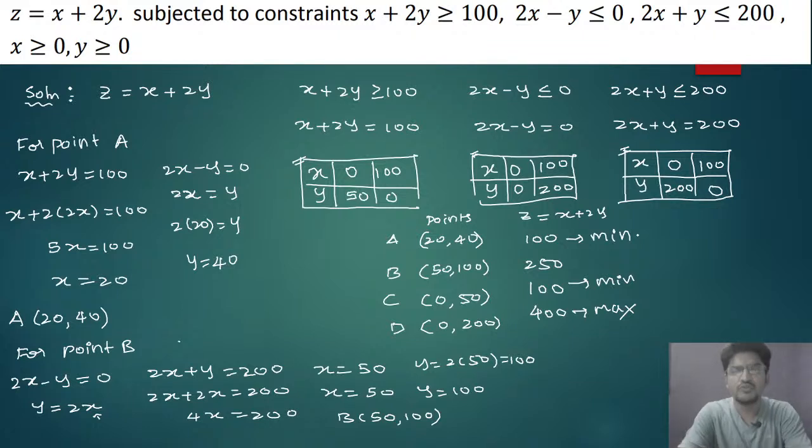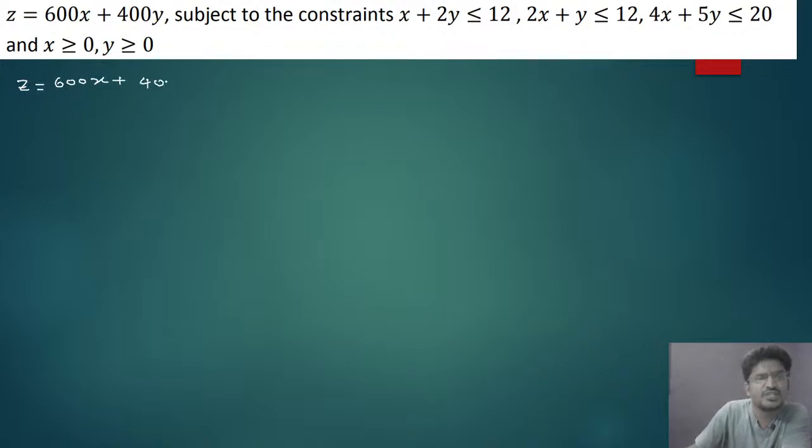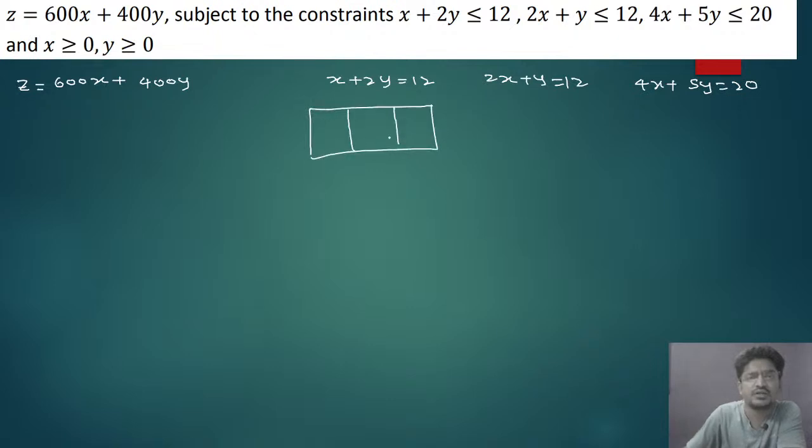Okay, so let us go for the next one. See the next one, that is z equal to 600x plus 400y. Has anyone solved it? If you solved, give me the answer. The constraints are x plus 2y equal to 12, 2x plus y equal to 12, and another one is 4x plus 5y equal to 20. So we can simplify this and you can get the answer.